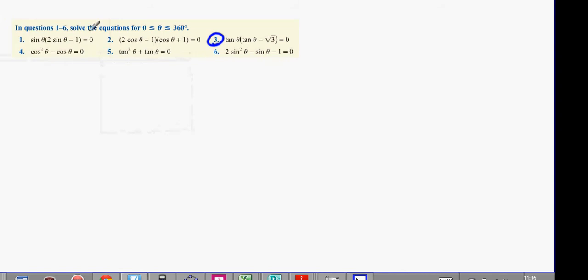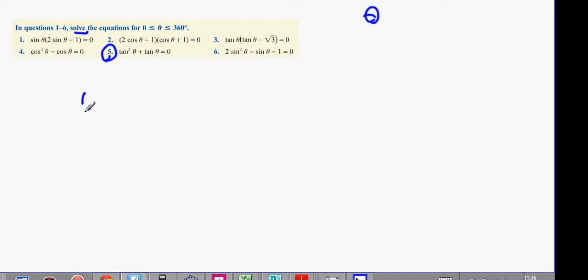These are all solve questions. Solve means you're going to have to find out what the variable is. In all these questions, theta is the variable. Okay? So if you look at the first, actually, I'm not going to even do number 3, I'm going to do number 5 and number 6, okay?